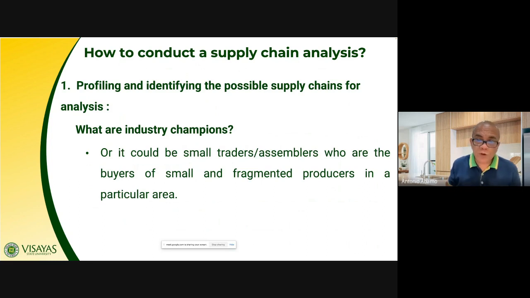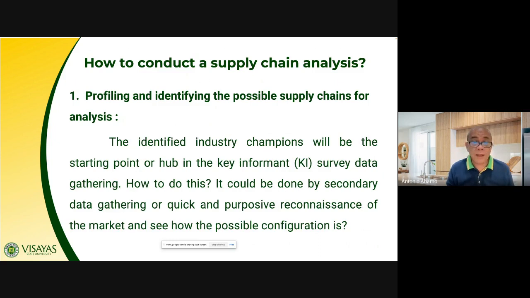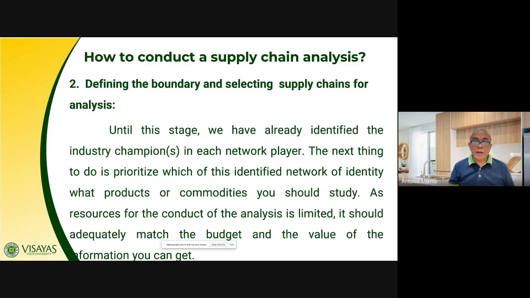Who are the industry champions? It could be sole traders or assemblers. The final objective at this stage of the supply chain analysis is to identify the network of interconnected suppliers, which one goes to where. And then another step is defining the boundary and selecting the supply chains for analysis. As I said, there are many supply chains in the Philippines for abaca fiber, but we concentrate only on four. Why? Because they already capture 80% of the entire abaca industry in the Philippines. What's the use of studying the others? It won't change the conclusion.